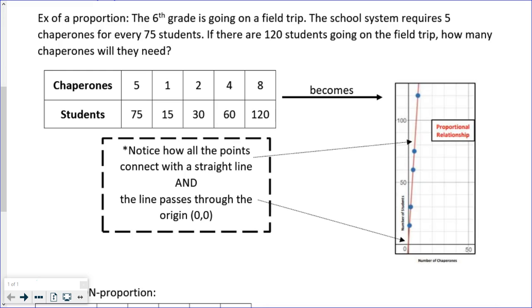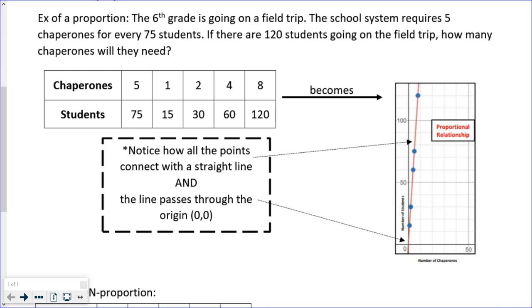All right, the 6th grade is going on a field trip. The school system requires 5 chaperones for every 75 students. If there are 120 students going on the field trip, how many chaperones will they need? Taking a look at this, we already have it in a ratio table for us. Chaperones, you see 5, 1, 2, 4, 8. Students, 75, 15, 30, 60, and 120.